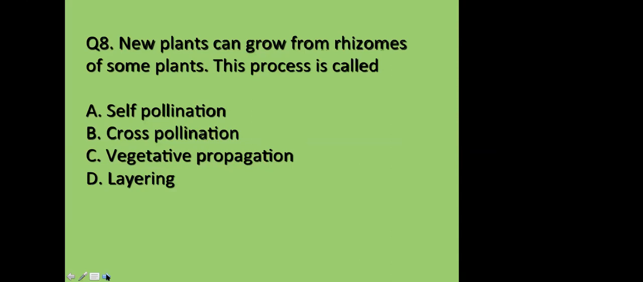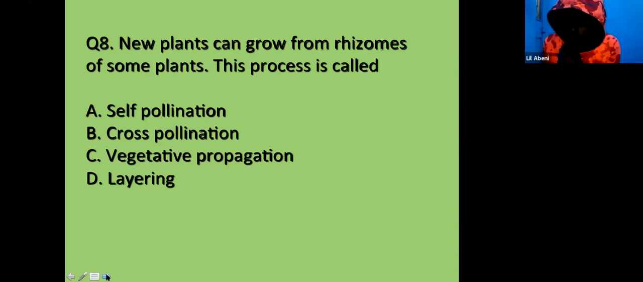Yes. And the pollen from the same stamen, the pollen of the same flower, is transferred to the stigma of the same flower. Within the same flower it is happening. So that is self-pollination. And cross-pollination means the pollen grains from one plant are transferred to the stigma of the other plant. That is cross-pollination. Why are you reading?